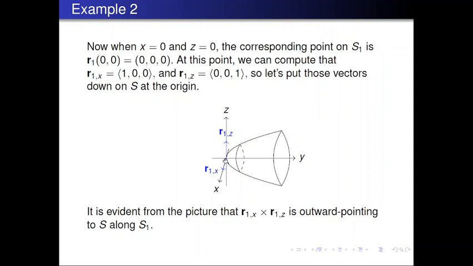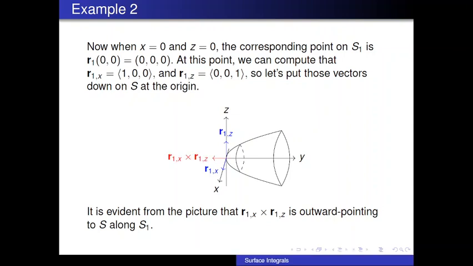Which one's outward pointing? Well, to be outward pointing from this surface over here, you'd be pointing that way, right, in the negative y direction. And if you do the right-hand rule, or if you just look at the formula for this cross product you've already computed, you'll see that it is, in fact, the cross product Rx cross Rz that is pointing outward from S along this first part, S sub 1. Okay, good. And okay, so we've drawn that here. Good.